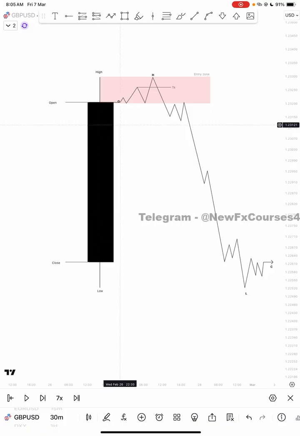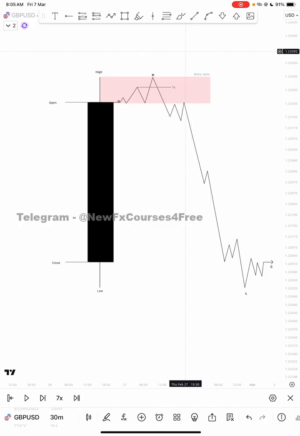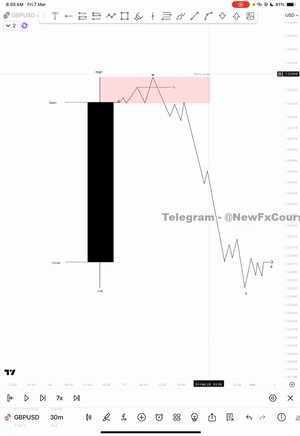So here you get your opening price here, open, then turtle soup. You've got your daily high. You have to enter above the opening price here. As you can see outlined here, entry zone. Enter above the open high. Got your high, sell high.